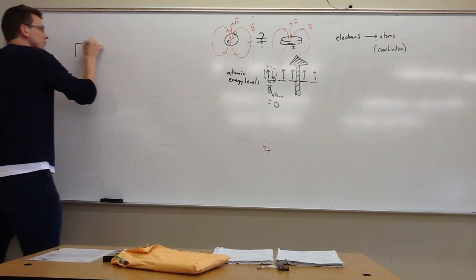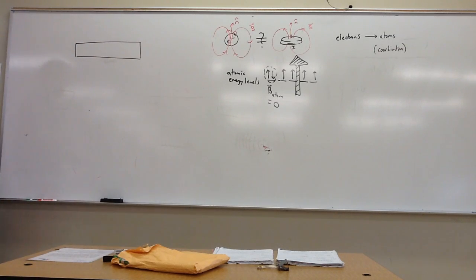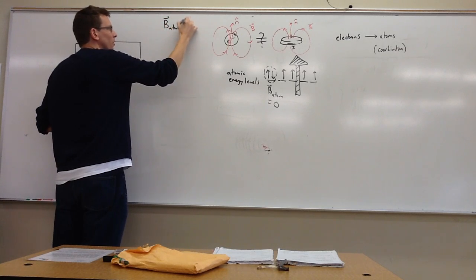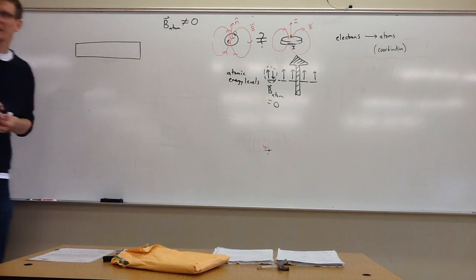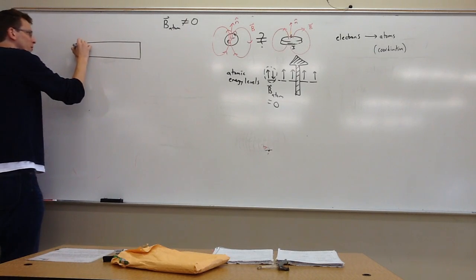Let's take a block of material like this. And the magnetic field of each atom itself is not zero, so we've been able to get the magnetism to survive to the atomic level. So I'll draw in these supernormals. Maybe this atom points like this, maybe this one like this.